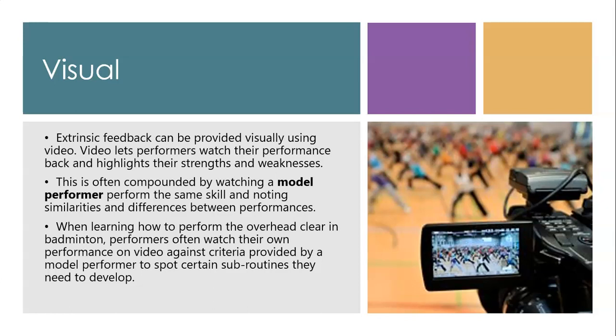Visual feedback. Extrinsic feedback can be provided visually using video. Video lets performers watch their performance back and highlights their strengths and weaknesses. This is often compounded by watching a model performer perform the same skill and noting similarities and differences between performances. When learning how to perform the overhead clear in badminton, performers often watch their own performance video against criteria provided by a model performer to spot certain subroutines they need to develop.